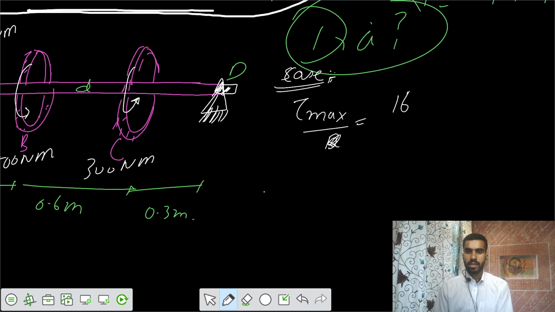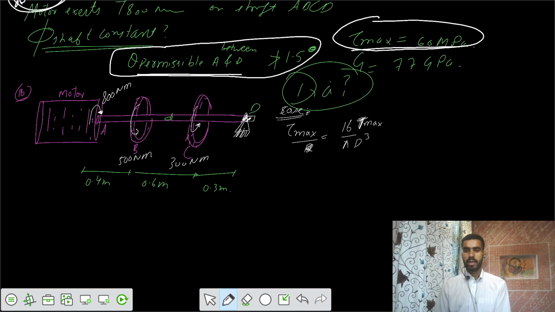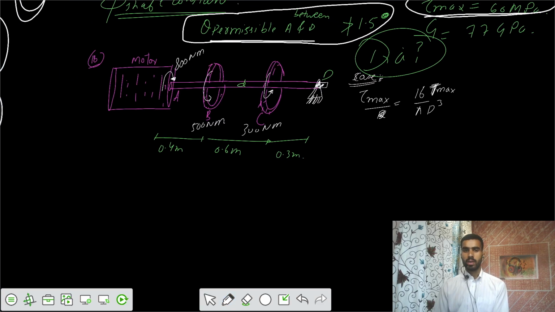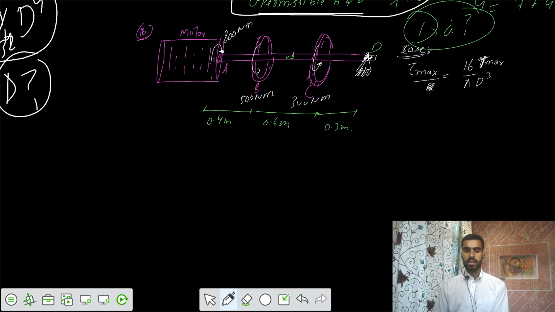Directly I can say 16T by pi d cube. But that T should here be some value. So I would say there should be some T that's maximum. So how can I get this T now? I can get this T from the line diagram.